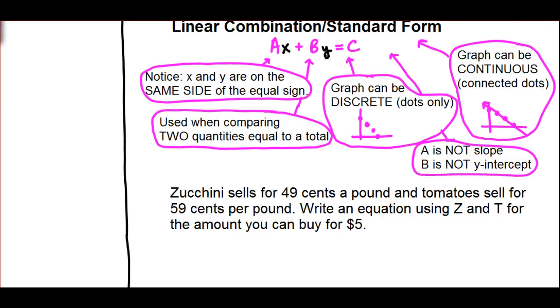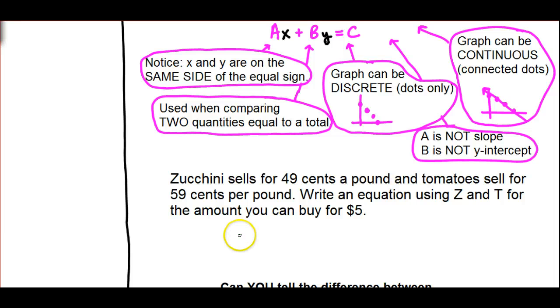So we have two quantities here that we are comparing. So we're going to utilize our two variables of z and t and we're going to add them together. Since each type or each variable has a differing amount, we're going to include that with each. Since some of the numbers here are in cents and the other ones are in dollars, I'm going to make the cents into a decimal. And for the t here for tomatoes, I'm going to say 0.59. Together, they're going to add up to $5. So this is a linear combination situation because we have two quantities that we're combining to equal a total.